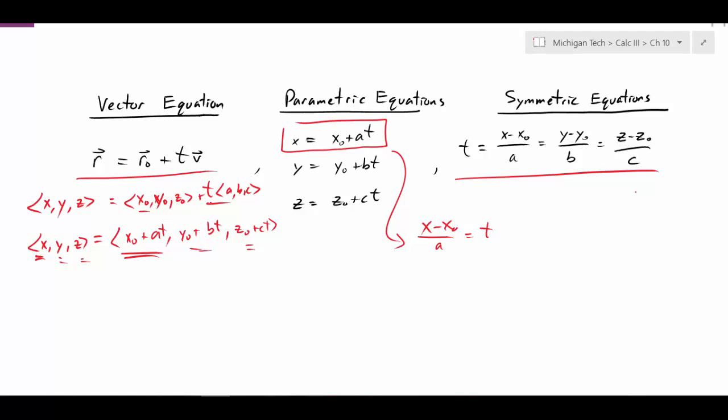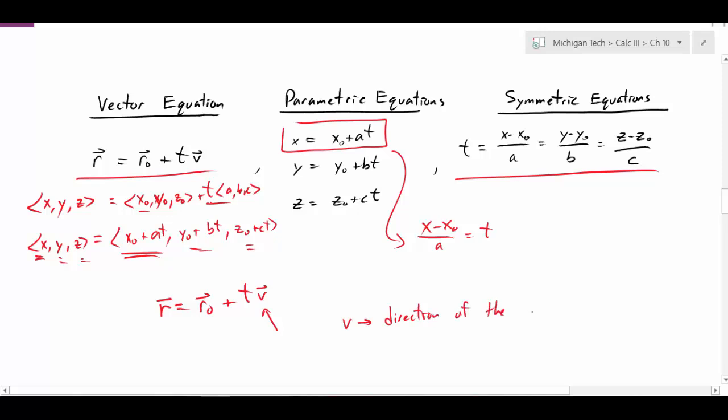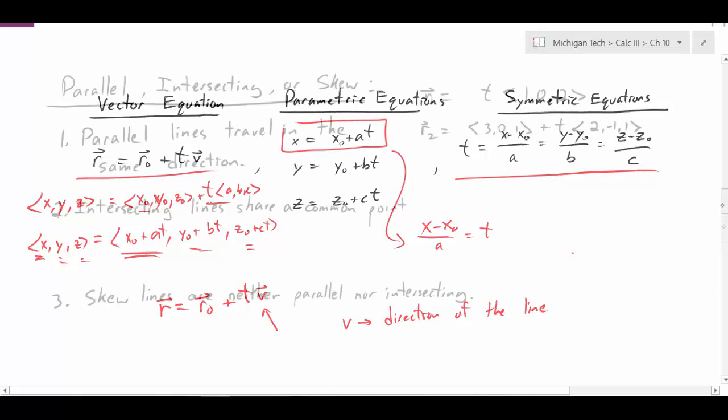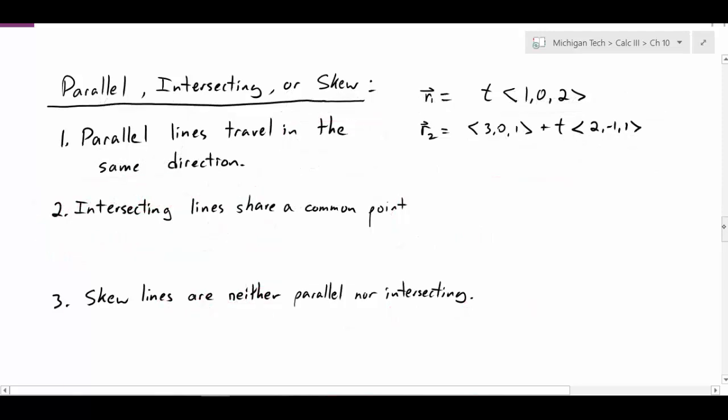And the idea is that they each have value in specific applications. Now we're primarily going to focus on this vector equation, r equals r sub naught plus t times v. And really, we're going to use it to talk about this vector v. This vector v is going to give us the direction of the line, and it's really going to allow us to compare different lines together. So specifically, we're going to talk about determining whether lines are parallel, intersecting, or skew.